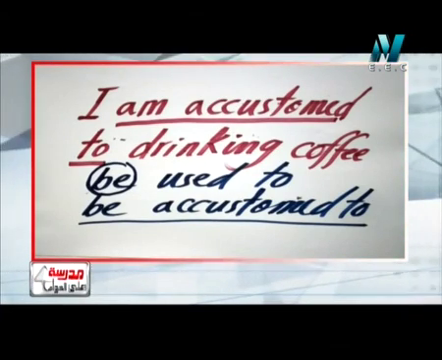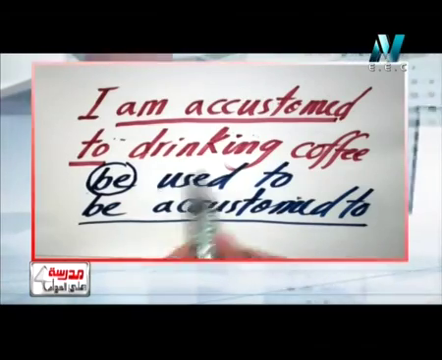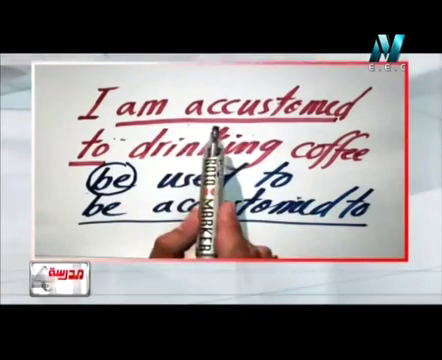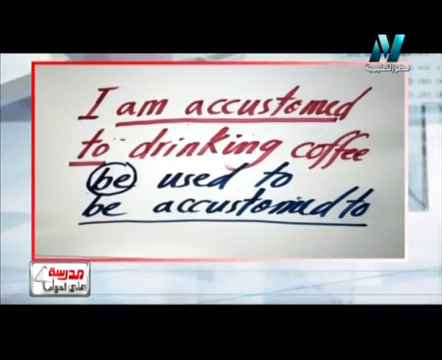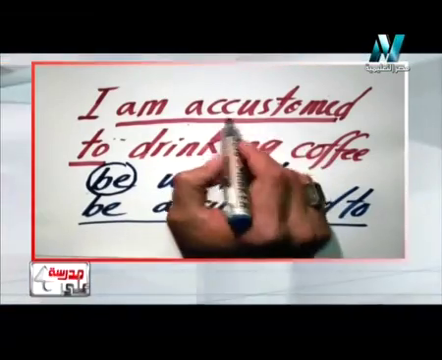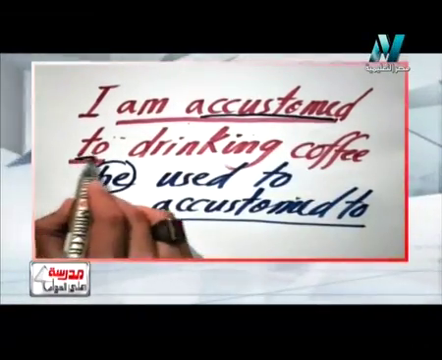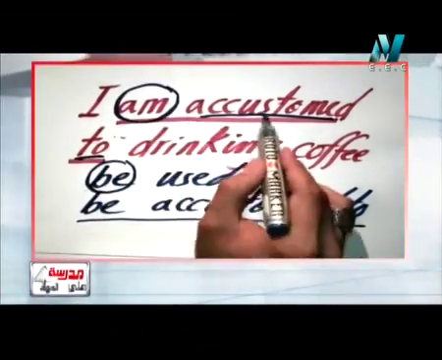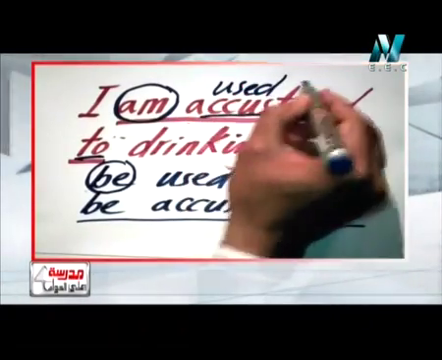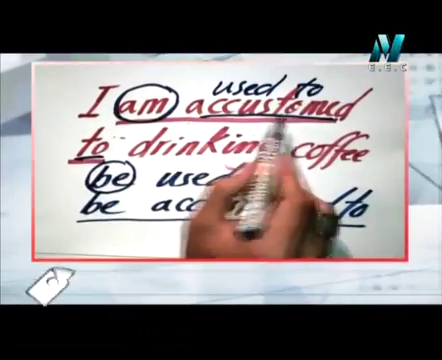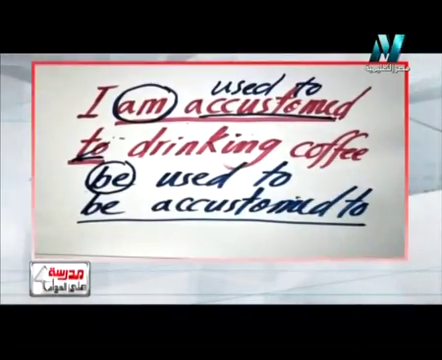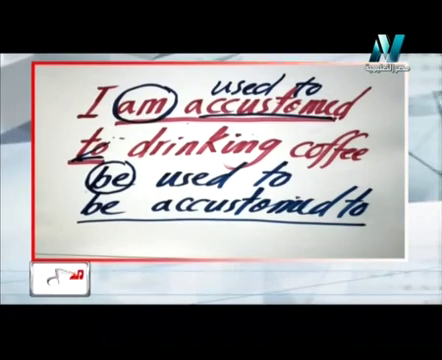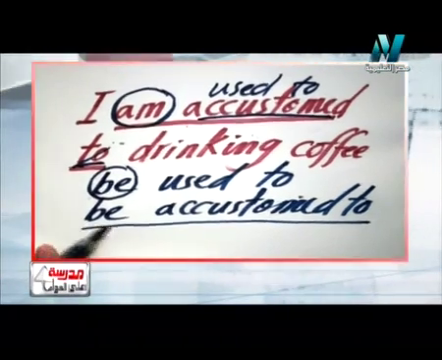So how can we use be used to in this sentence and give the same meaning? I'm accustomed to drinking coffee. Yes, we omit accustomed to and put used to. So we have am used to, I'm used to. So we say I'm used to drinking coffee. Okay. Let's take a different example.